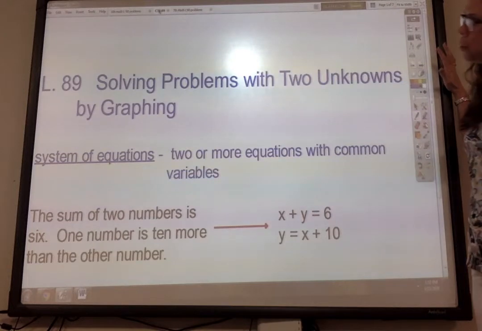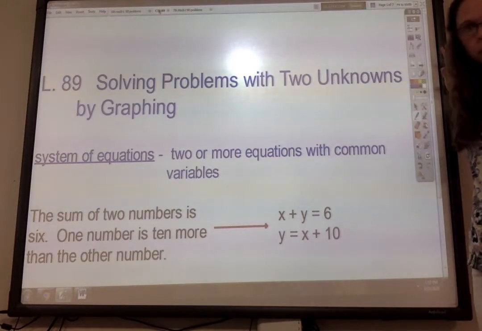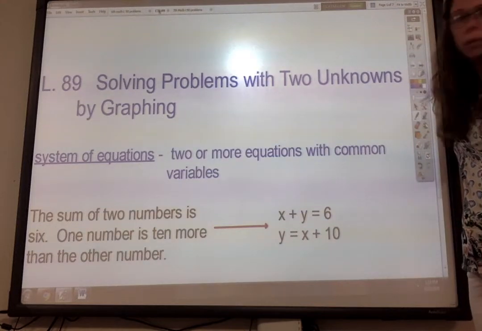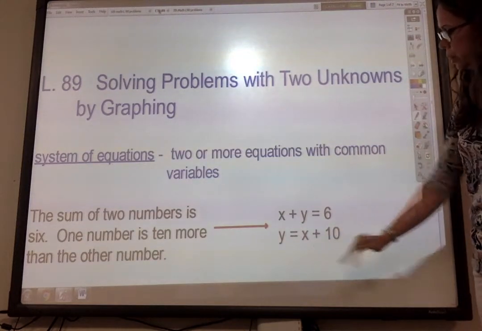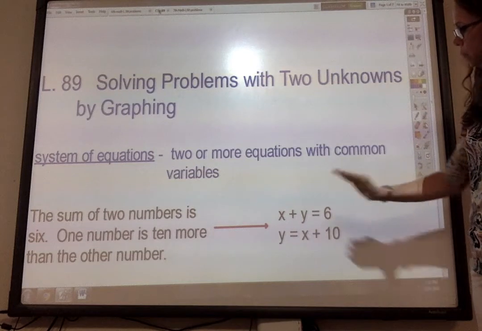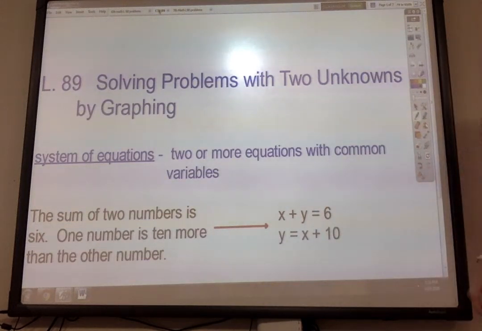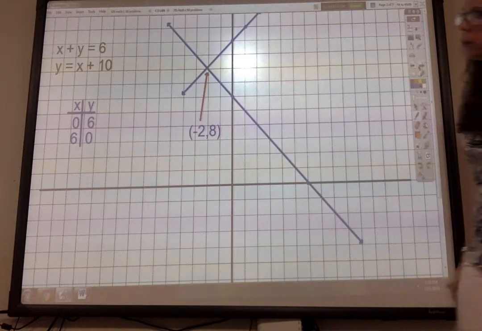Now we're going to use graphing to figure out what x and y are going to be to satisfy both of these equations. There is a value for x and a value for y that will be true for both of these equations. So let's look at the first one.